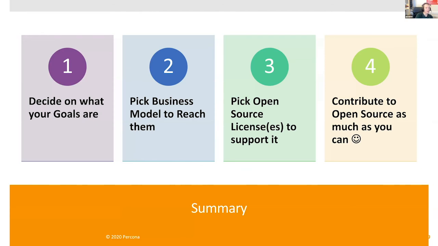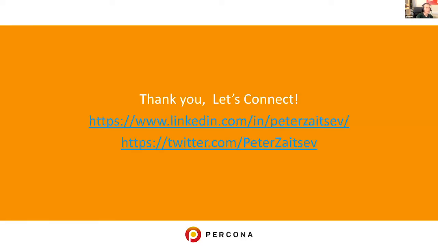So with that, here is a summary of what we spoke about today, in terms of building a business around open source, choosing license and business model. I would encourage you to decide on your goals versus the open source project you have, pick your business goals, and then pick open source licenses, or not only open source licenses, to support that. And as you do that, I would encourage you to continue to contribute to open source as much as you can. And in fact, that's all I have.